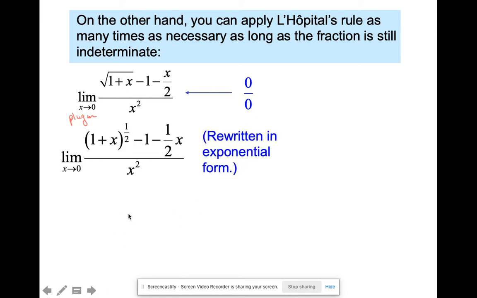Now, I didn't use L'Hopital yet. Do you see what I did there? All I'm doing here is rewriting my radical, right? That's the only thing I did was change the radical to the power of 1/2.